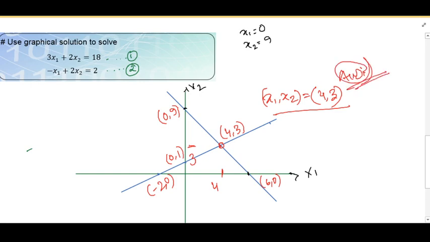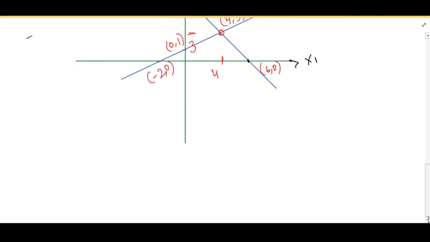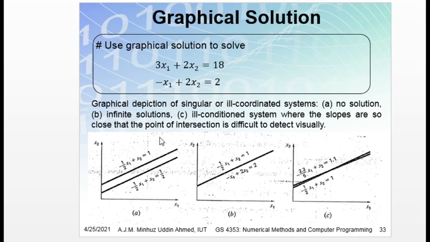So graphical representation is very easy to think about. Let's now move back to the slide. What is the problem? Graphical depiction of singular or ill-conditioned systems. Whenever we go for 3D instead of 2D, that will create a problem for us, and above 3 dimensions it is impossible to use graphical representation to solve any system of linear equations, as you know.